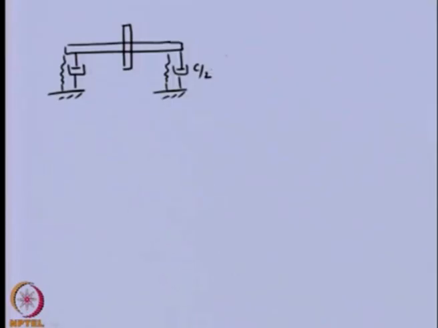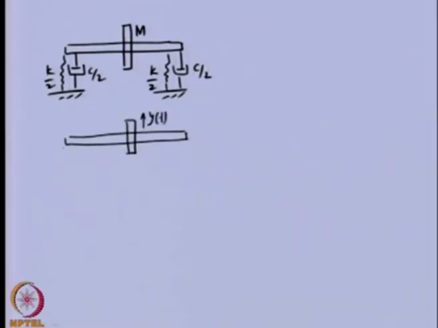Let us say the damping is viscous damping and the coefficient is C, stiffness is k, with k by 2 and C by 2 at each bearing, and this is M. So, in this particular case you can see from the free body diagram of the rotor system, if we have displacement in this direction, we will be having k by 2 y and c by 2 y dot, because viscous damping gives us a force which is proportional to the velocity.